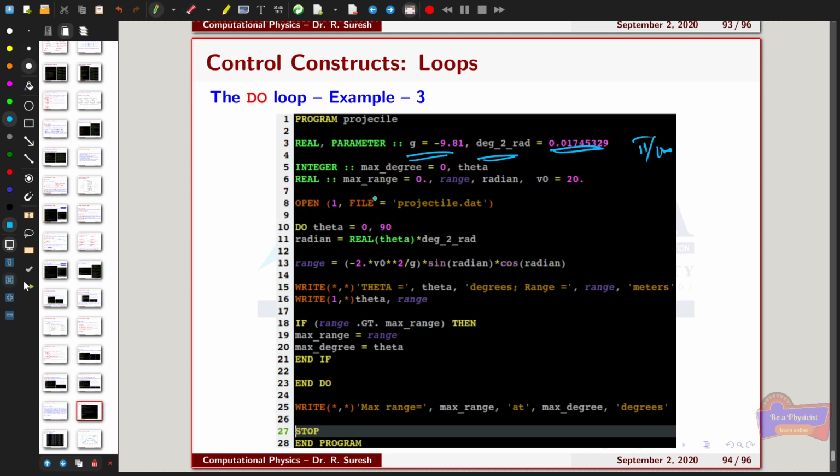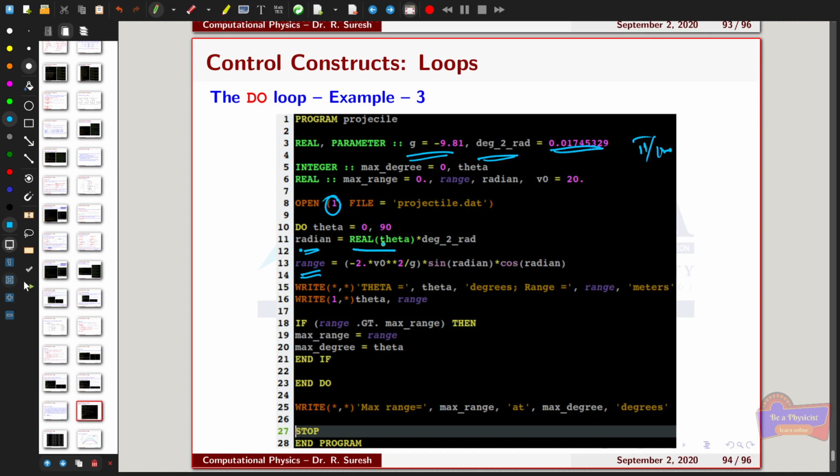I just open the file with the file name projectile.dat, a data file with the label of 1. I am going to vary the value of theta from 0 to 90 for every 1 degree, and I am going to find out what the range is. Before that, I am going to convert this theta value into radians, with the real theta into the degree radians, because the theta value is given as an integer.